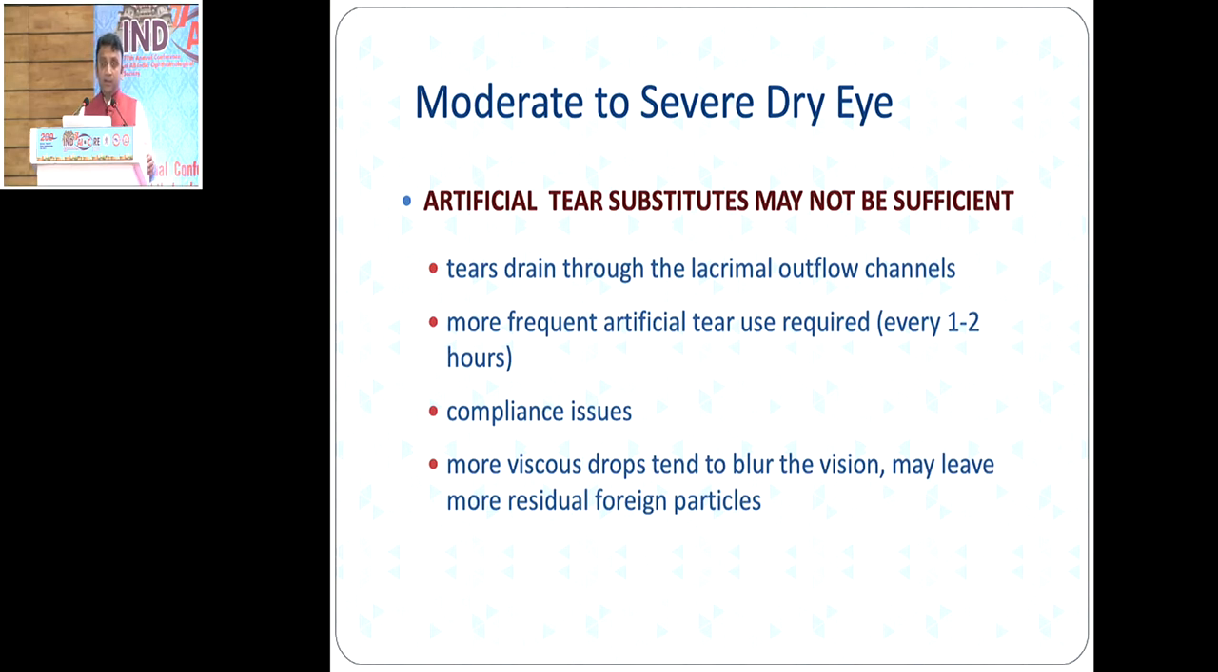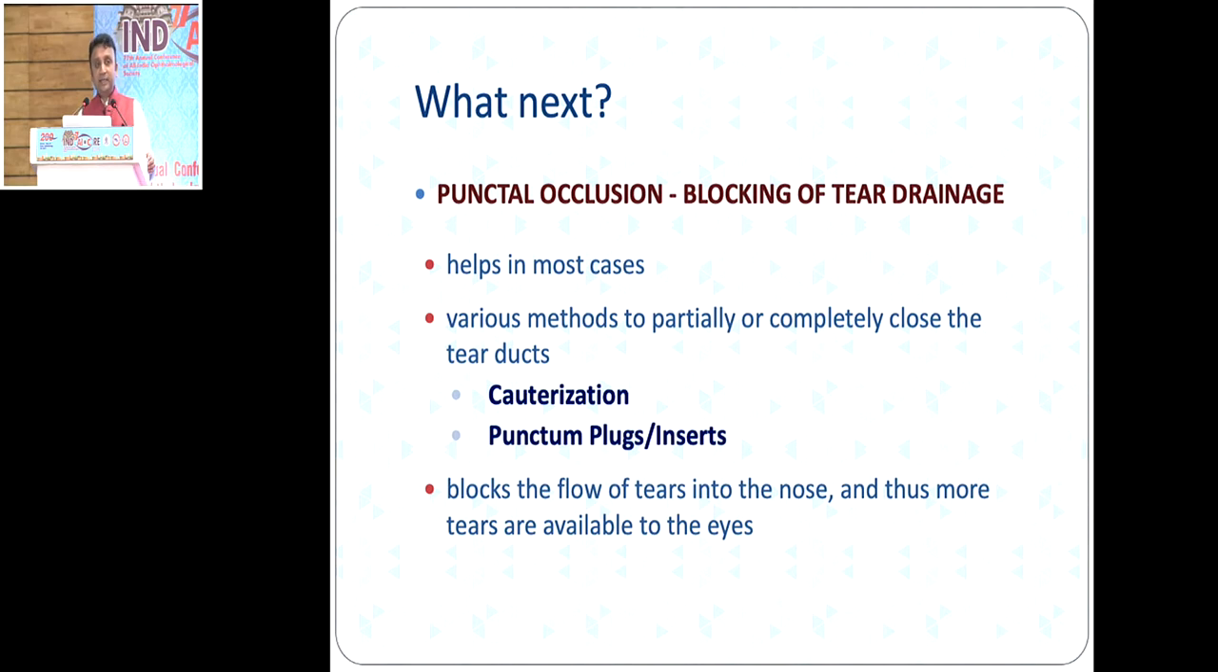The problem with the lubricant is that, as we discussed, it may not last long. In fact, you have to keep on pouring on the surface multiple times. The patient may not be very compliant, and if you have a choice to reduce the frequency, you should be happy. So what can you do? Well, you can at least reduce the egress of tear from the drainage channels, and that's by occluding the punctum.